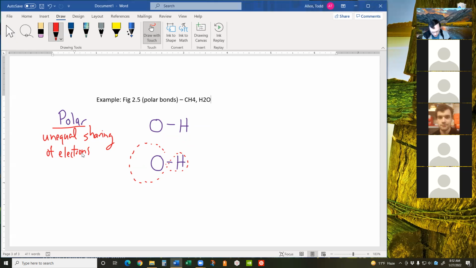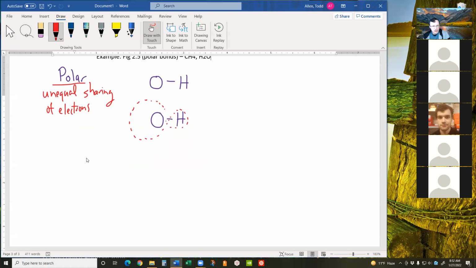Just as a rough approximation with the example of oxygen and hydrogen, maybe you see that the electrons spend 80% of their time around the oxygen atom, and maybe they spend 20% of their time around the hydrogen atom. So that would be an unequal sharing of the electrons' time. And so you're going to find both categories of bonds in different types of molecules.